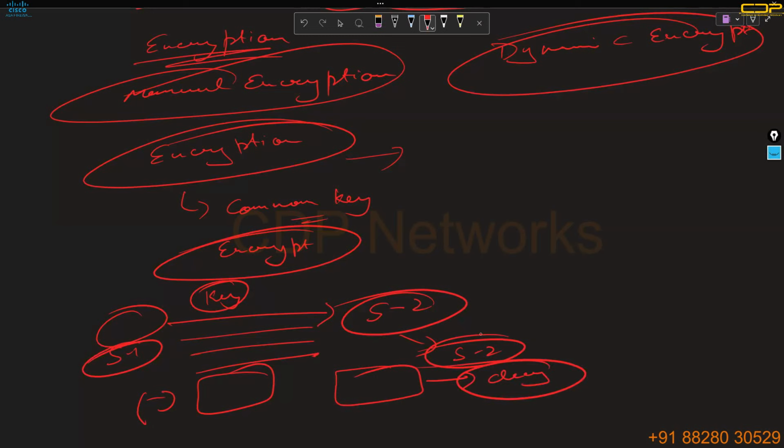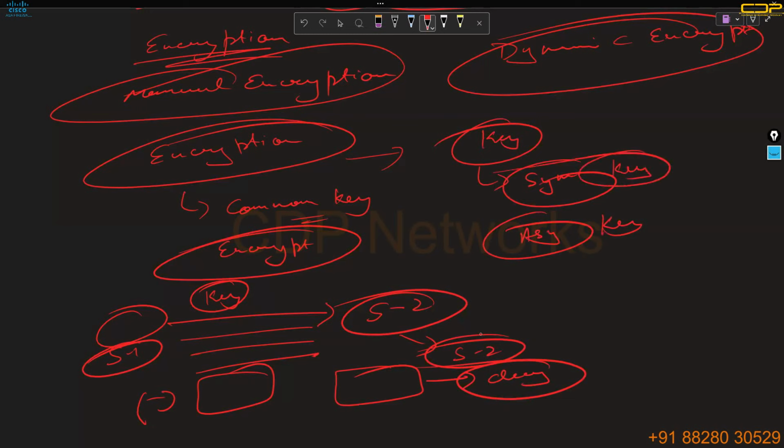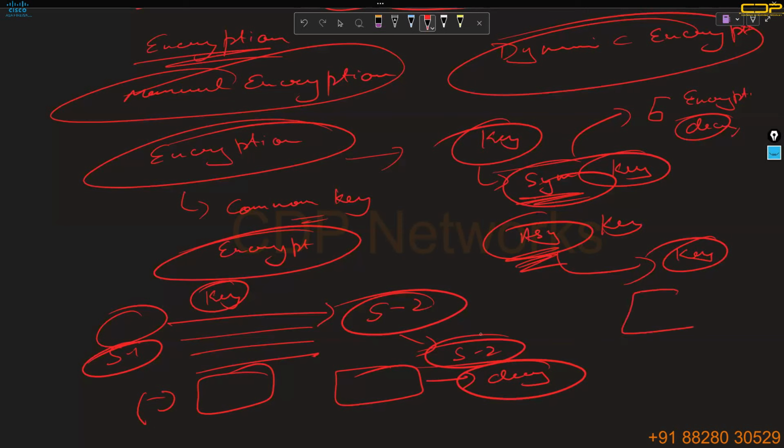Here in the key concept we also have two things: one is symmetric and one is asymmetric. Can you tell me what a symmetric key and an asymmetric key are? This is something we have in the CCNA also. What do you guys understand by symmetric and asymmetric? No problem. In symmetric, we will have only one key, and that key itself will do the encryption part and the decryption part. But in asymmetric, we will have two keys. One key will encrypt and one key will do the decryption part.